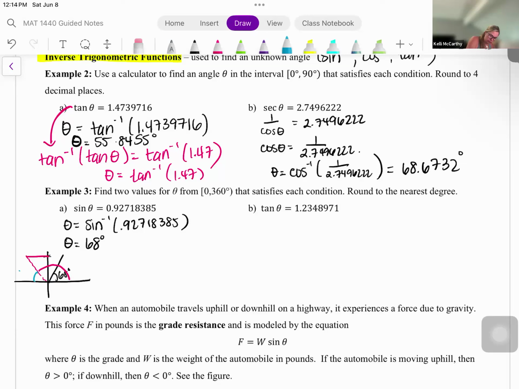This angle is also 68 degrees, which is why our pink angle, we're going to call that theta 2, is going to be 180 minus 68 degrees, or 112 degrees. Now, something that we haven't done is we could check this. We could check by evaluating sine of 68 degrees and sine of 112 degrees. When you look at these on your calculator, we do get approximately that same decimal that we started with.